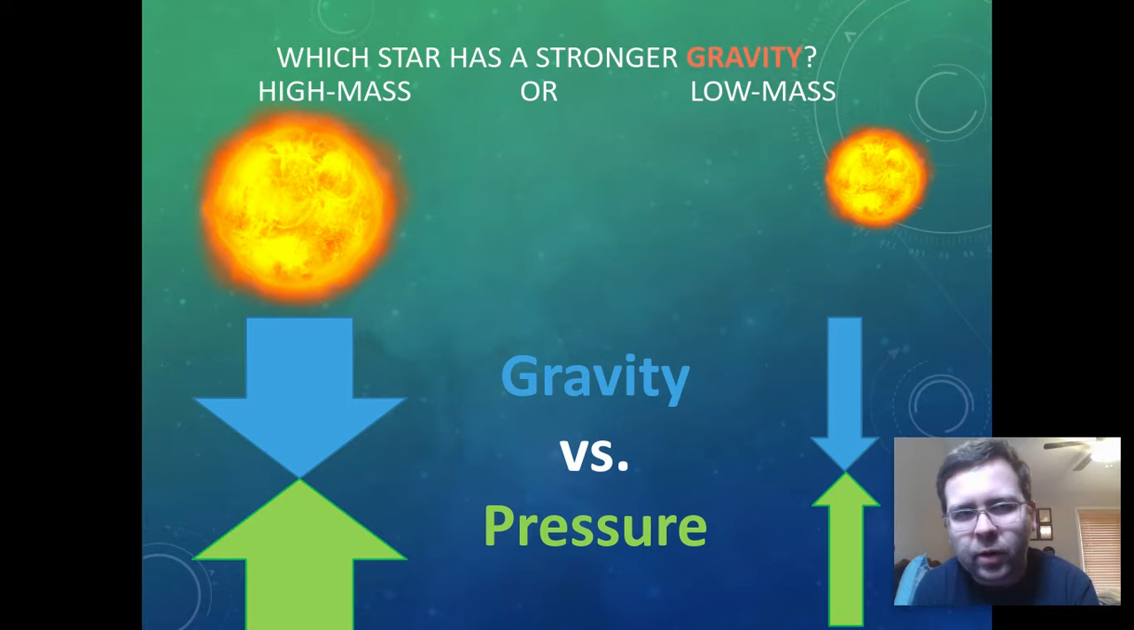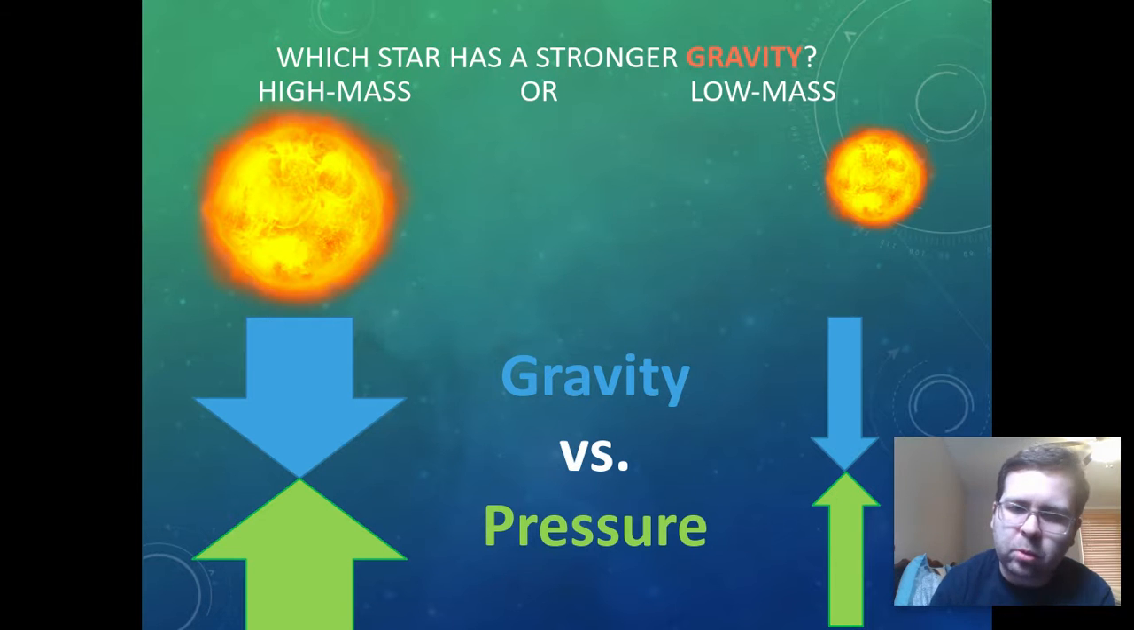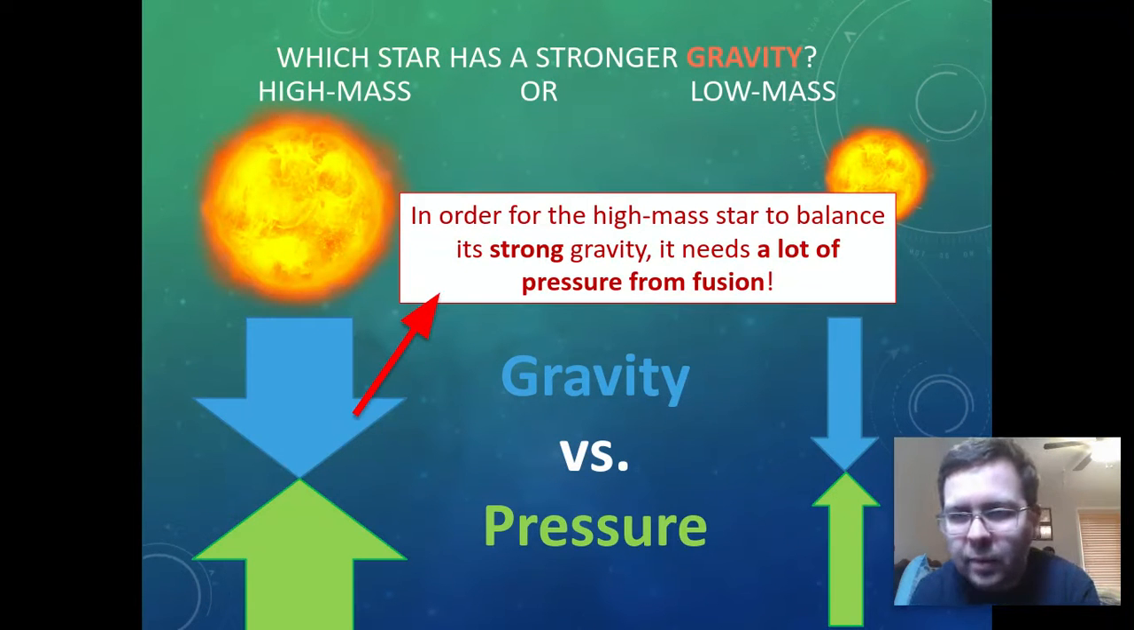So high mass has more gravity. It also means it has more pressure. So in order for the high mass star to balance its strong gravity, it needs a lot of pressure from fusion. Okay.